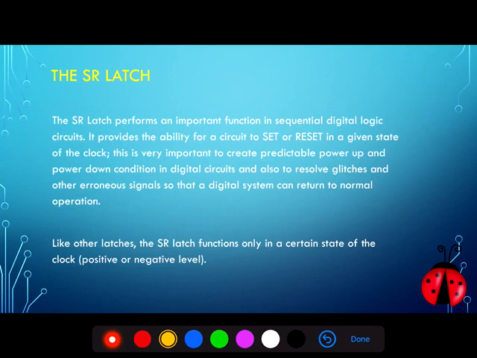And like other latches, the SR latch functions only in certain states of the clock or enable signal, whether positive or negative level. Well, that's all today for SR latches and SR circuits.